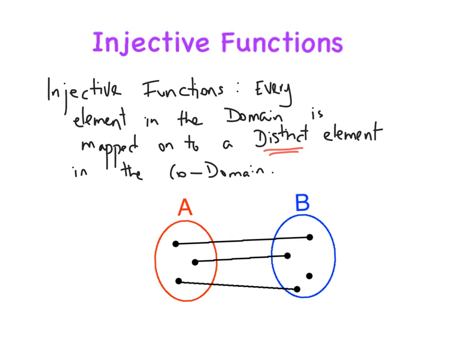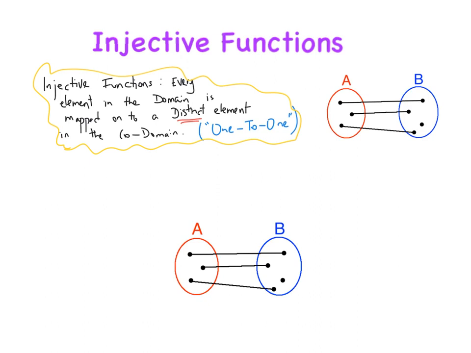Okay, and so another word for injection or injective functions is that they are one-to-one functions. Okay, so each input has its own distinct output. So I can see from this diagram here that everyone had their own distinct output.